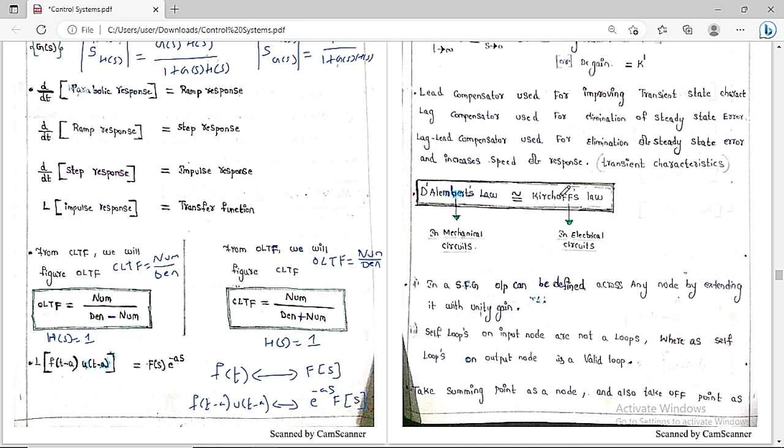So both of these phenomena, the nature of both types of equations is the same. Therefore, we can say these two are analogous equations.